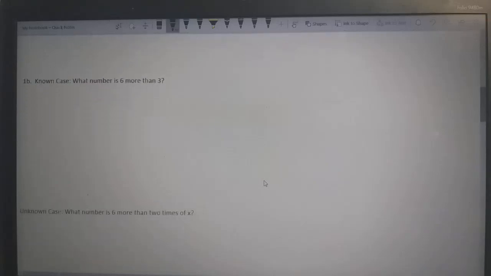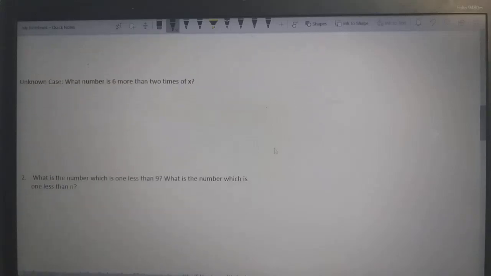And then we have this other case. We have this known case. What number is 6 more than 3? What number is 6 more than 3? It's easy. Okay? What number is 6 more than 3? Remember, more than implies addition. So we can say that the number equals 3 plus 6, and that is 9. Very easy, right? It's just to understand. That is what matters.